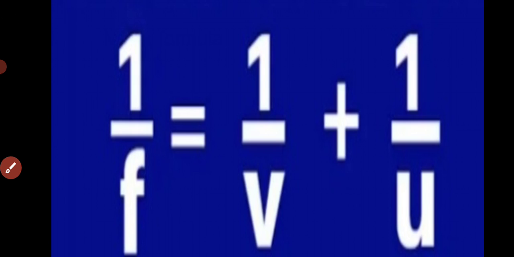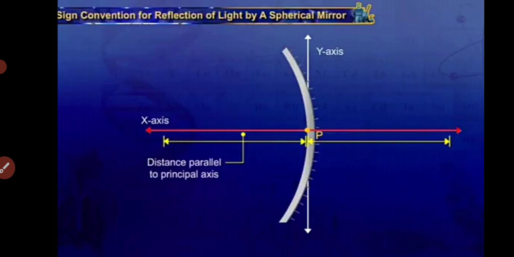Now let us start with the mirror formula. We have the mirror formula as 1 upon f is equal to 1 upon v plus 1 upon u, where f is the focal length, v is the image distance and u is the object distance.